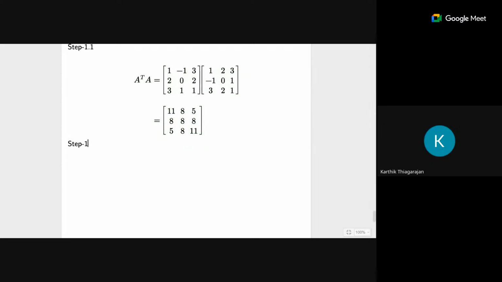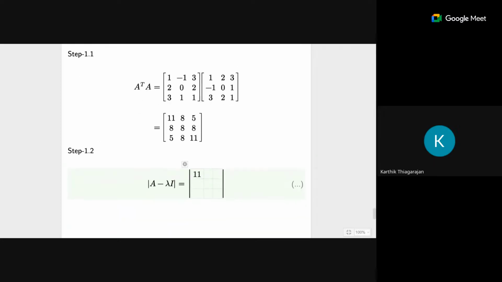Step 1.2 is the characteristic polynomial. So A minus lambda I is what is going to be. Are we sure this is A transpose A? It looks very horrible.